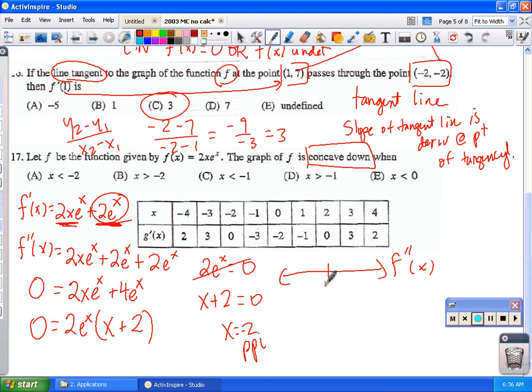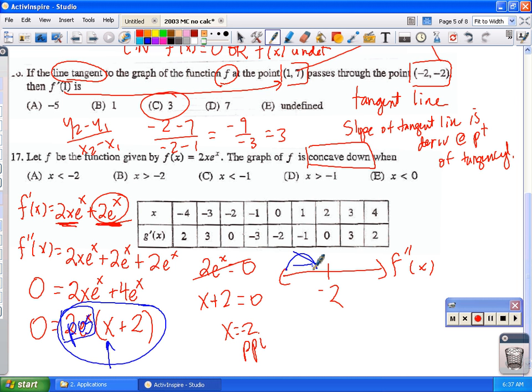I'm putting negative 2 on the number line. I'm going to choose a number to the left like negative 3, and I'm going to plug that in to the factored form of my second derivative. We already said that 2e to the x will always be positive, so we don't really have to worry about that. When I put a negative 3 in here, I'll get a negative output, so negative, concave down. Now let's check the other side to make sure.